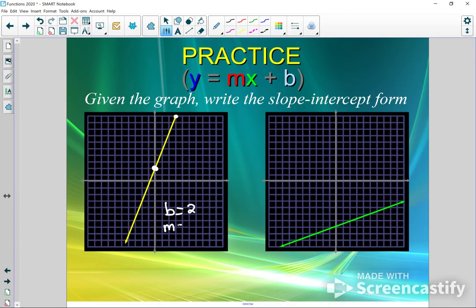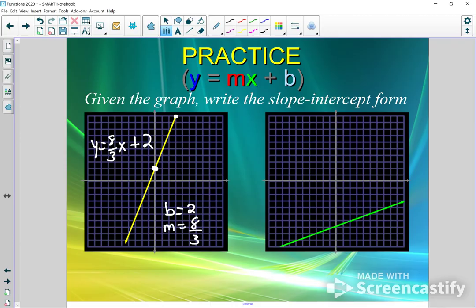Now I've got to work on my slope. I went up 1, 2, 3, 4, 5. Let's count again. 1, 2, 3, 4, 5, 6, 7, 8. I went up 8 and over 3. Up 8 and over 3. So my equation is y equals 8/3 x plus 2.